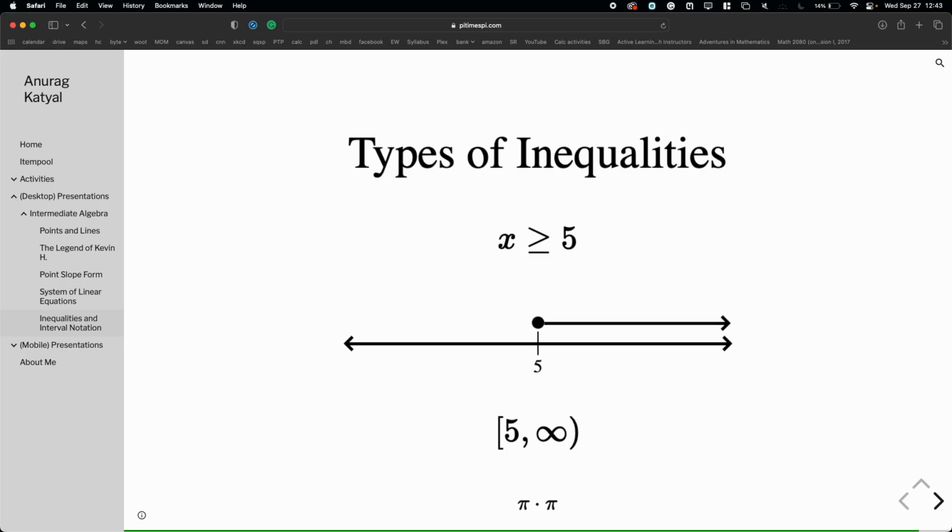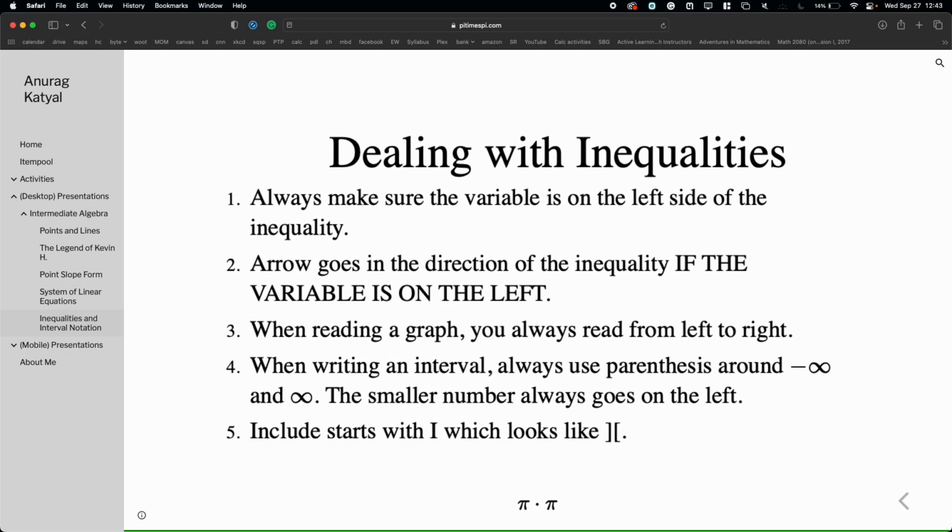The finite number that's on the other side, that gets either a bracket or a parentheses based on whether it's less than or equal to. Are we all okay with that so far? Just a couple of quick reminders.